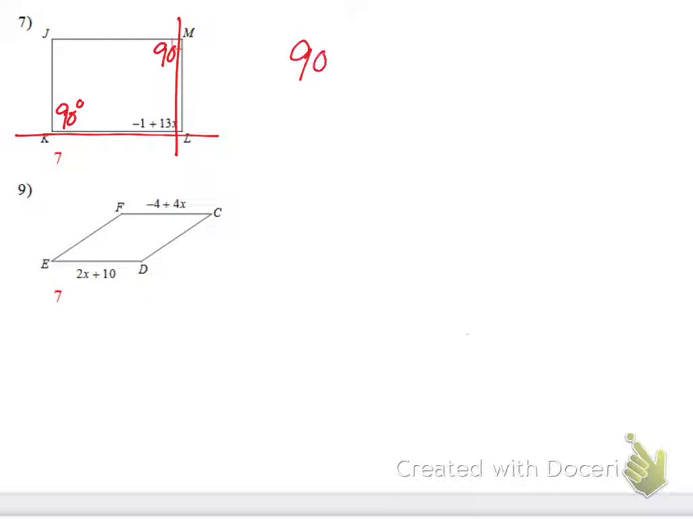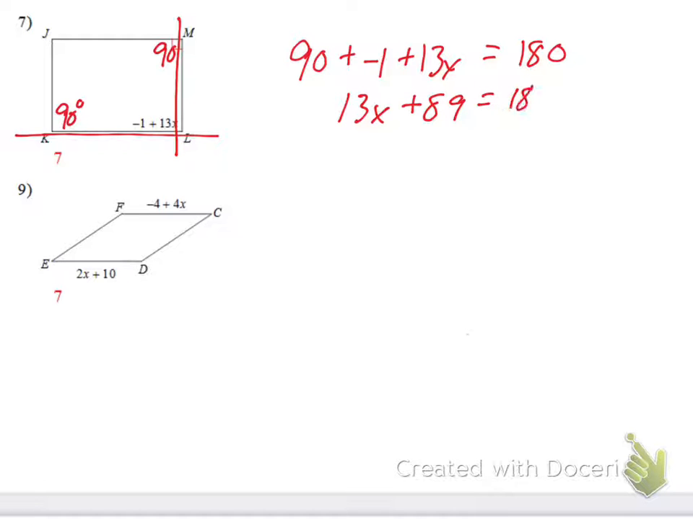So I'm going to do 90 plus negative 1 plus 13x is equal to 180. Combine like terms, so 13x plus 89 is equal to 180. Then I'm going to subtract 89 from 180. And we get 91, so 13x is equal to 91. Divide that by 13, and I'll have x is equal to 7. Check my answer. I'm good to go.